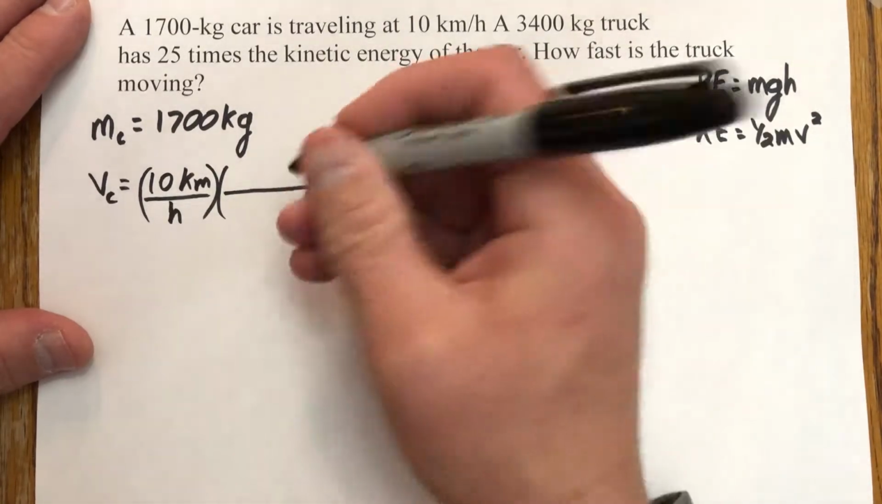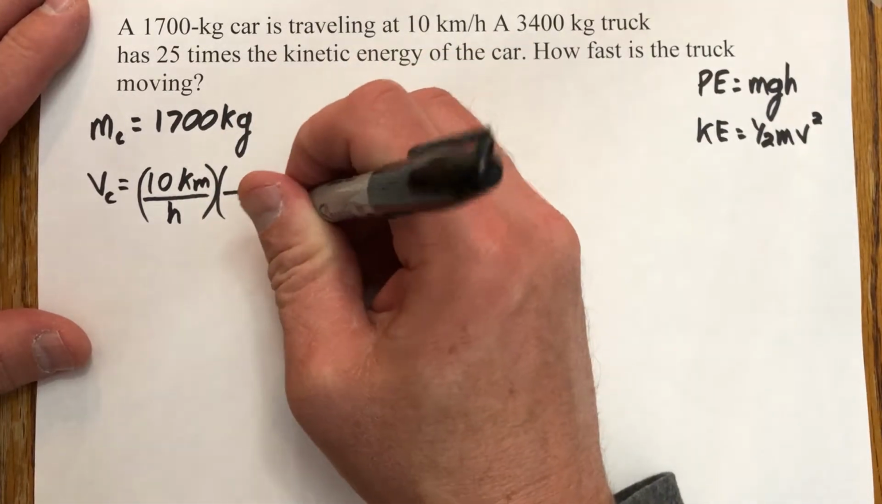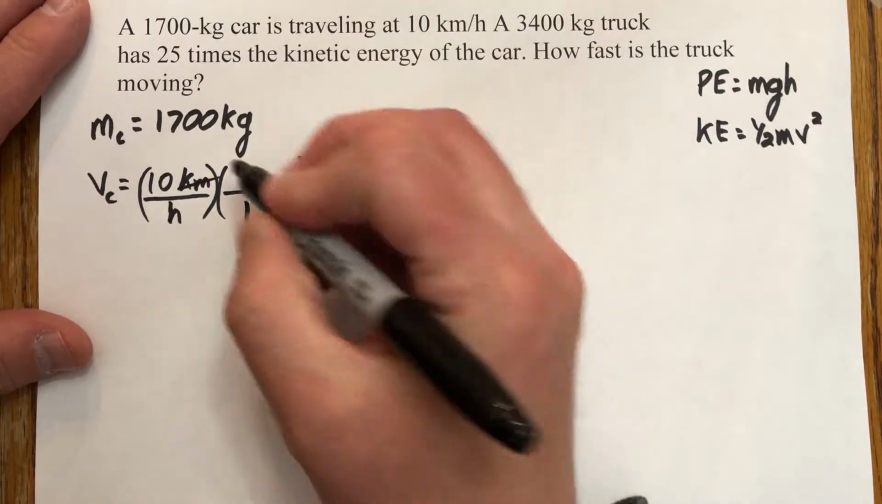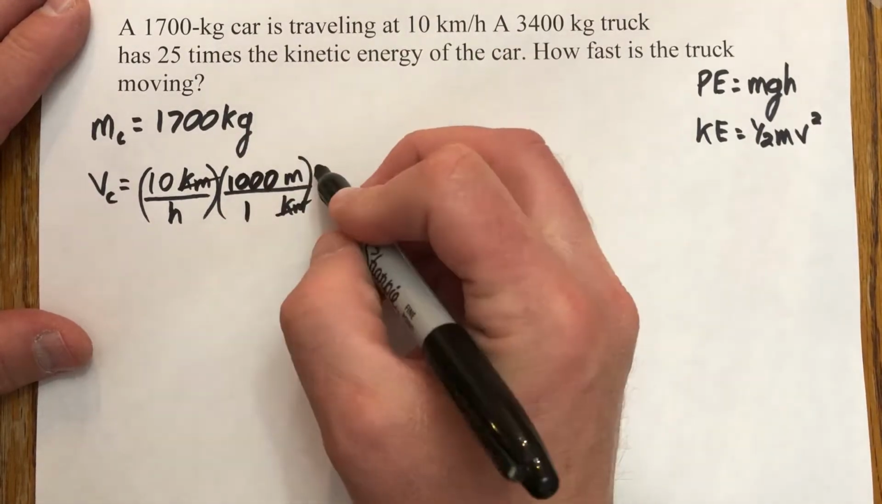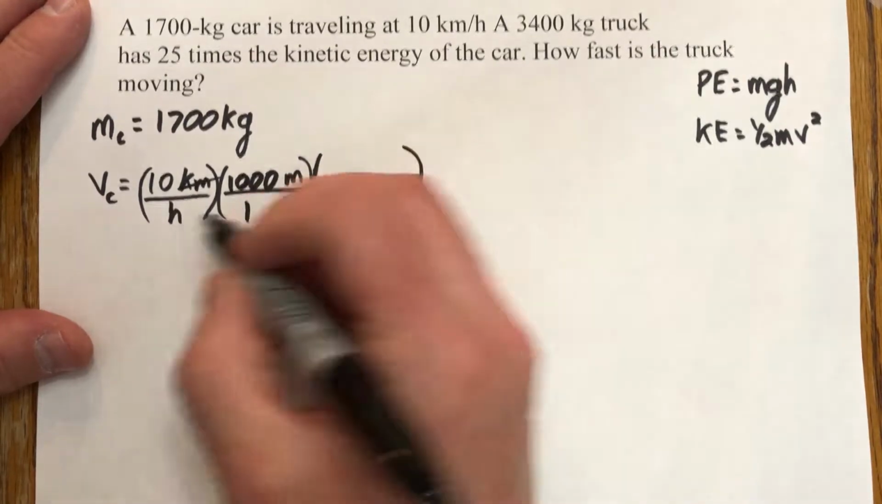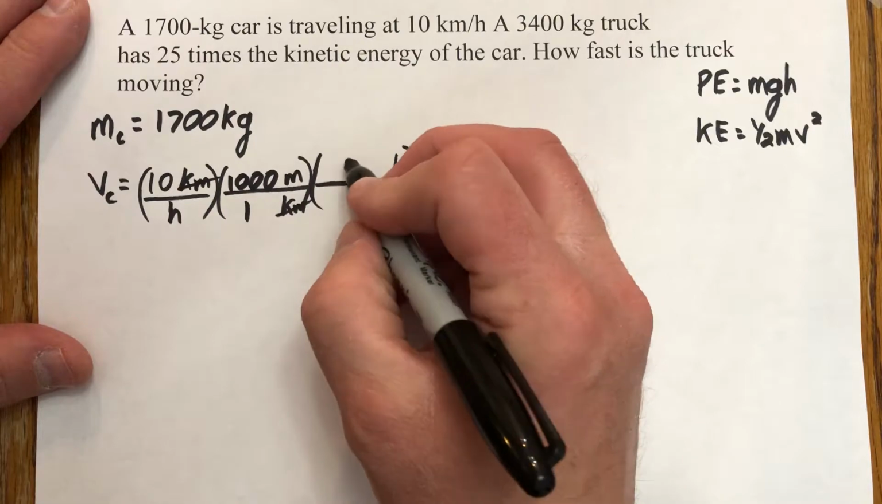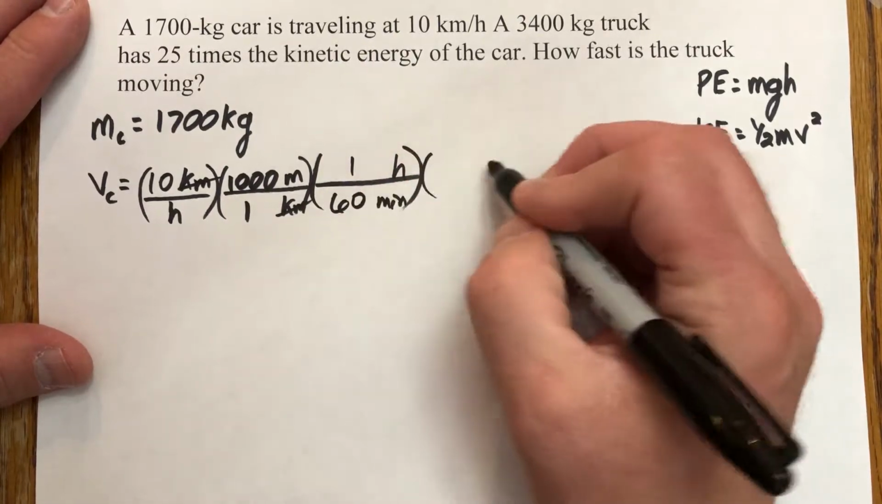We'll change the kilometers to meters first. So the kilometers is on top, so I put it on the bottom so I can cancel it out. And we'll go right into meters. In 1 kilometer, there are 1,000 meters. Okay? Now we're going to do hours. Hours on the bottom, so put hours on the top, and we'll go into minutes. In 1 hour, there are 60 minutes.